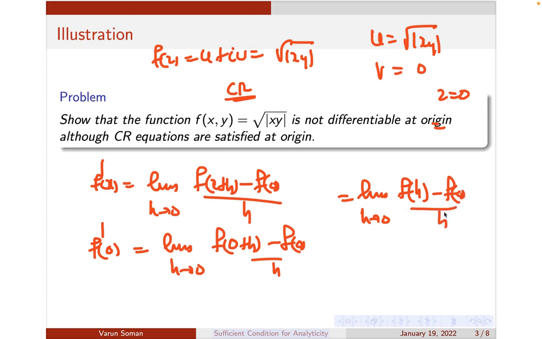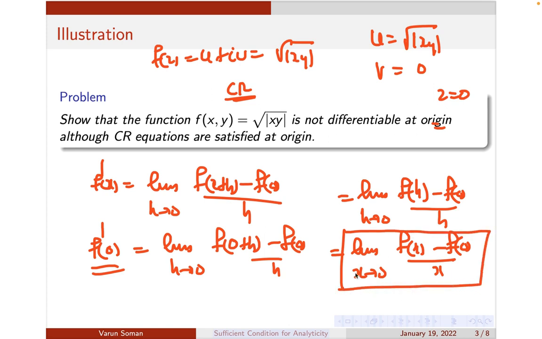Nothing new is here, I am just applying the definition. In other words, I can also write this as limit x tends to 0, f of x minus f of 0 by x, where instead of the h variable I am just replacing it by the x variable. So f dash at origin could also be written like this. I'm just tweaking it so that I can apply the definition in an easier manner. I hope this definition is clear. It is a straightforward computation from the definition of the derivative.